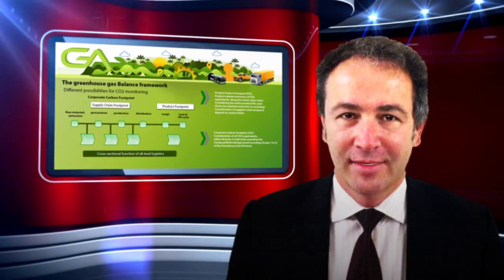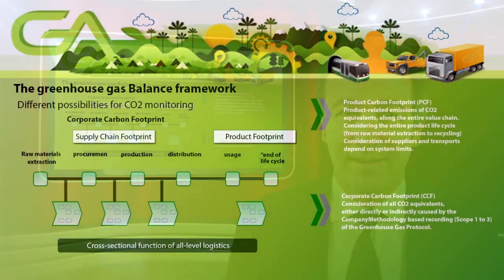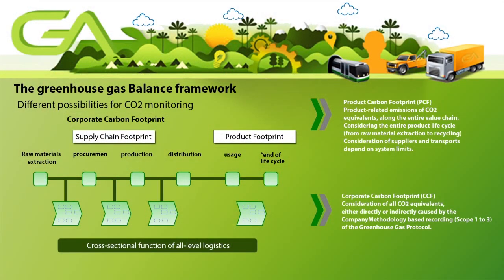When we juxtapose the corporate carbon footprint with the product footprint, we can also speak of a cross-function of logistics at all levels. But let's take a closer look at these two footprints now. When we are calculating a product carbon footprint, or PCF for short, we must remember that it must also incorporate the entire product life cycle. That means every step from raw material procurement up to recycling or disposal.